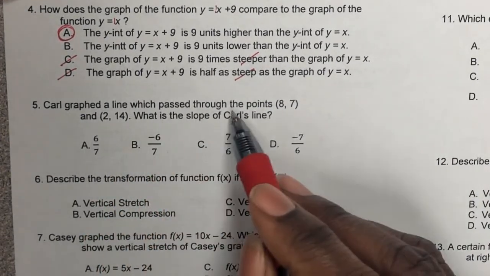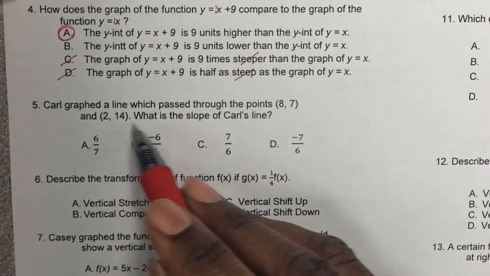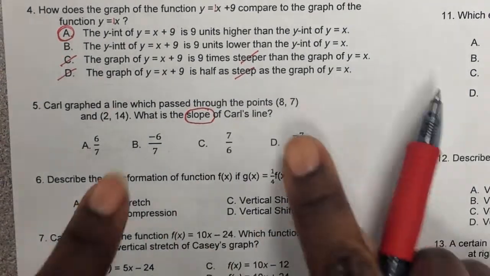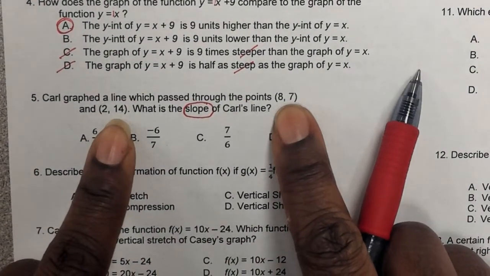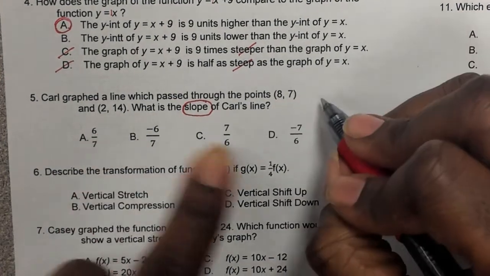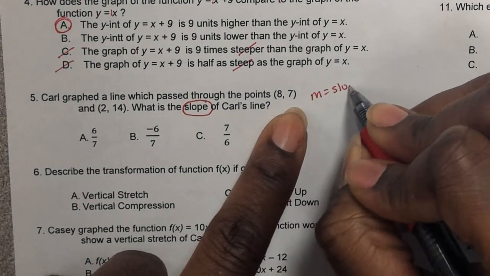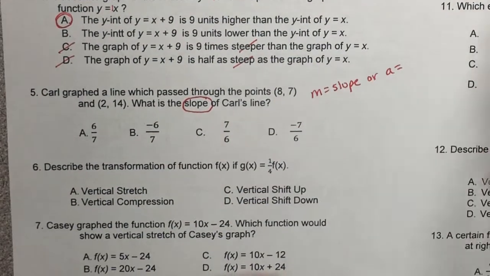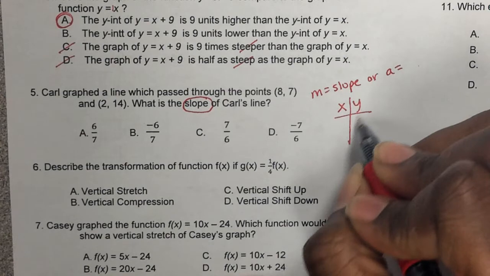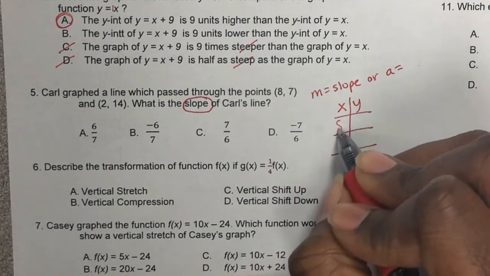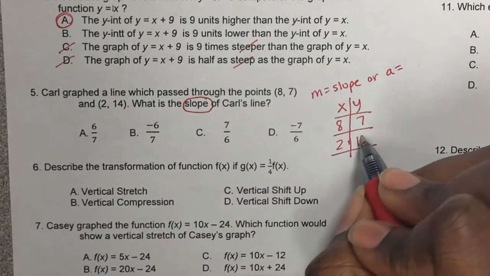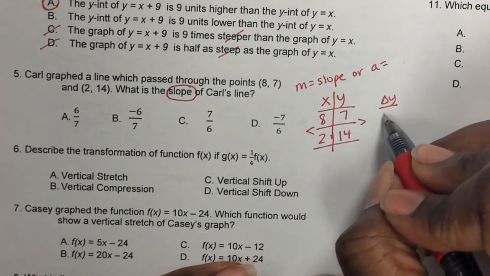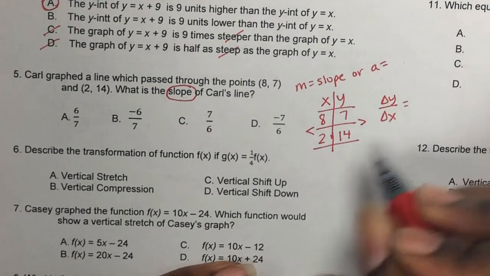Carl graphed a line which passed through the points (8, 7) and (2, 14). What is the slope of Carl's line? Keyword, slope. With these 2 points, you could use stat edit to find the slope. Remember, the slope is m, but if you use stat edit, it's also going to be whatever the a equals. However, you're probably at home and don't have a calculator, so you need to take this point and this point, put it in here, and find delta y over delta x. Remember, the delta y must be on top, delta x has to be on the bottom.